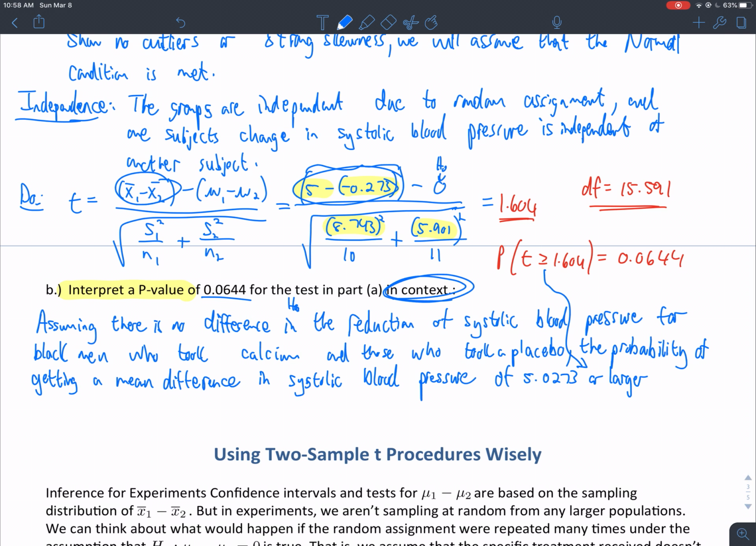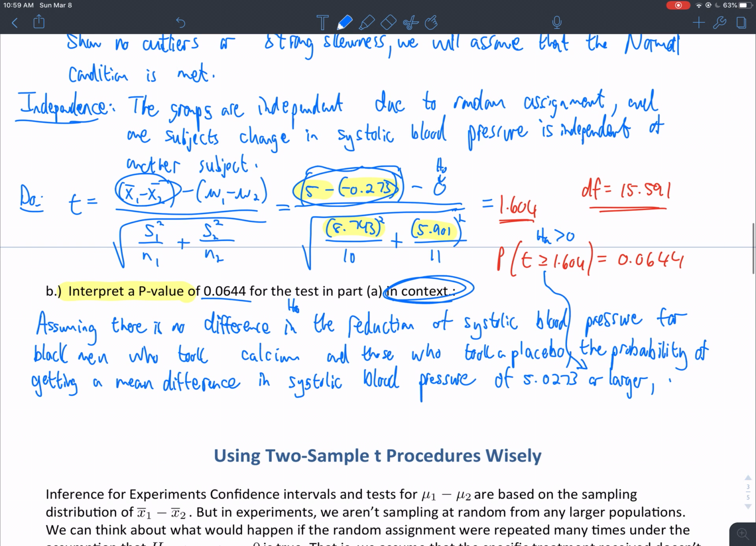Or larger. This comes from the alternative hypothesis, which is greater than, and it follows through. So, getting a mean difference in systolic blood pressure of so much or larger just by chance is, and that's what the p-value is, 0.0644.